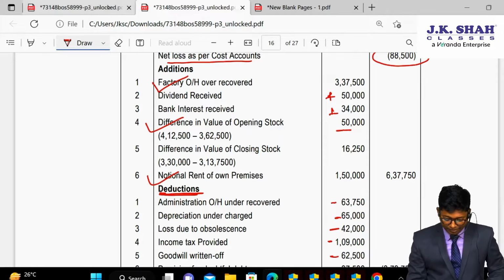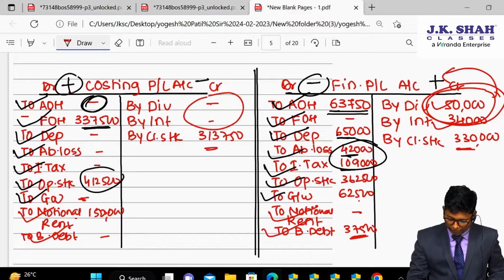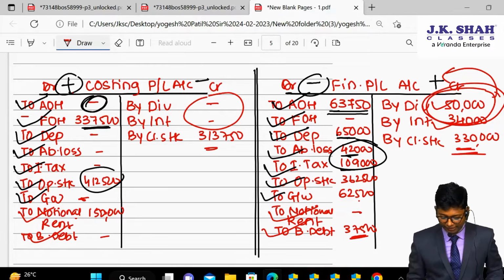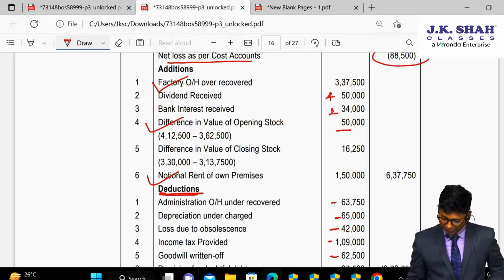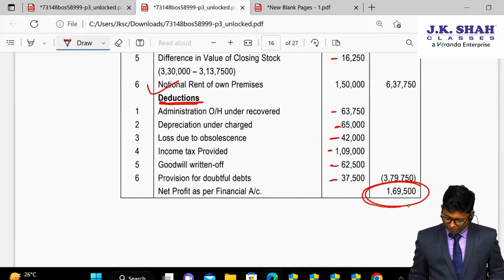And the last element to be compared is closing stock, 330 and 313. You should calculate in this kind of event. Always the difference is 16,250, which is higher in finance, so it is to be added. You can check 16,250 is added. Everything, when you adjust, you are going to get the final answer which is already given.